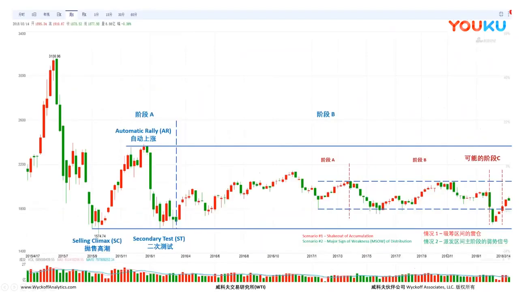And for now, let's just jump into the current market. And today we're going to look at the long-term picture and short-term picture of Shenzhen Composite.